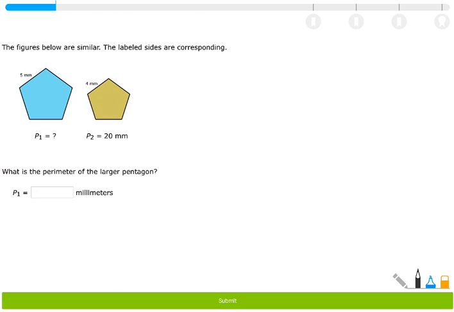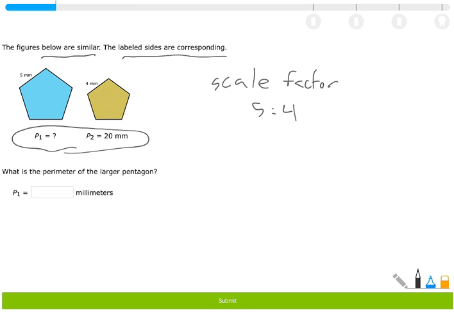Okay, so I'm not even going to look at the problem just yet. I'm just going to say, okay, the figures are similar. The labeled sides are corresponding. So before I start anything, the scale factor here is 5 to 4. Okay, now what's it asking for? It's asking for a perimeter. That's when I say, I don't need to square it. Sometimes we get so caught up with area, we don't read what it's asking for.